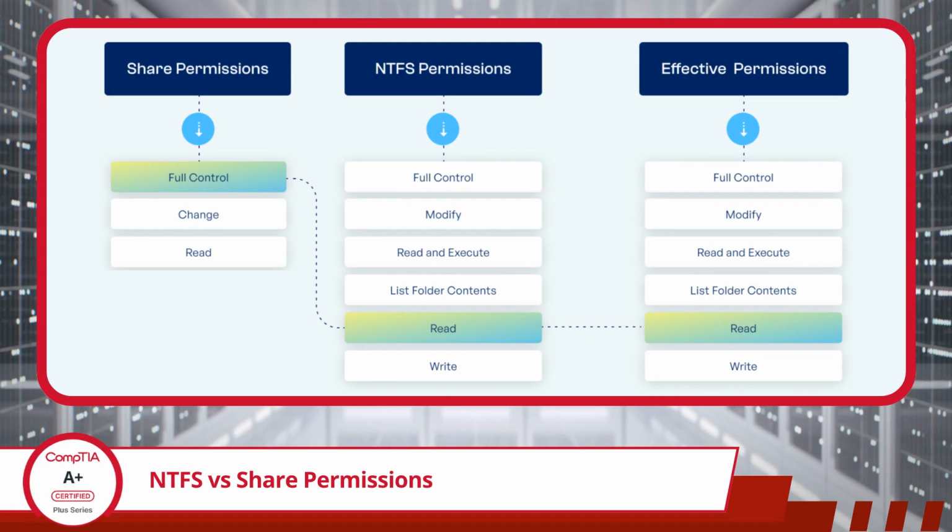It's important to remember that share permissions apply only when accessing resources over the network. If files or folders are accessed locally, only NTFS permissions come into play. When both NTFS and share permissions are in place, the most restrictive permission between them will apply. For example, if a user is accessing a file remotely and has full control through share permissions but only read access when it comes to NTFS permissions, they will only be able to read the file.